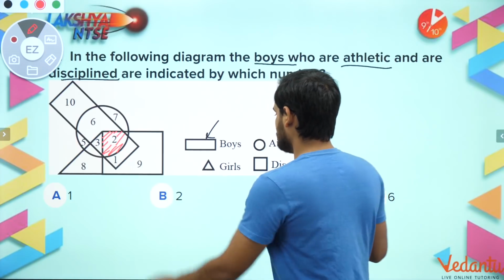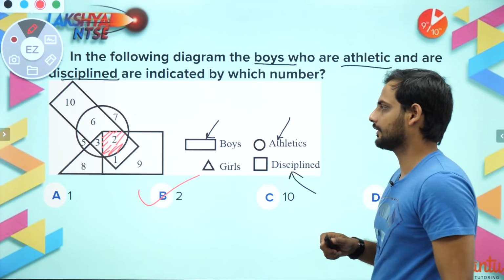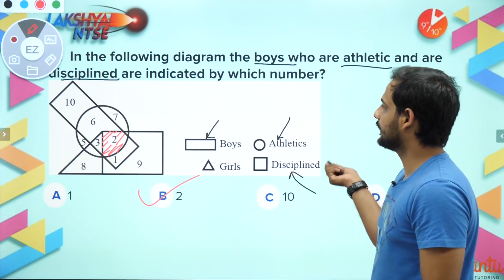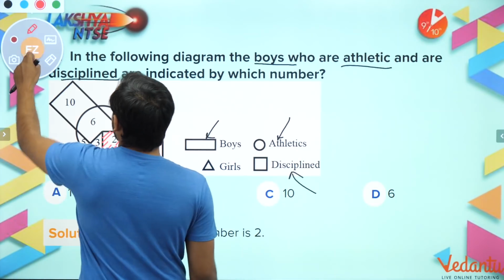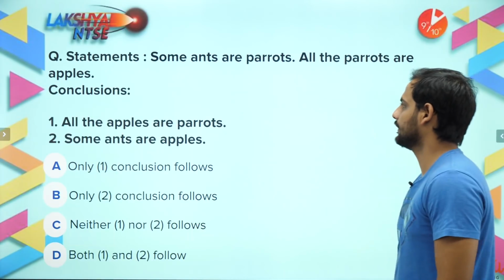So we will say that 2 is the area which is representing the boys who are athletic and disciplined. So what is the correct answer? Correct answer is 2. Chalo, let's move ahead. Next question.